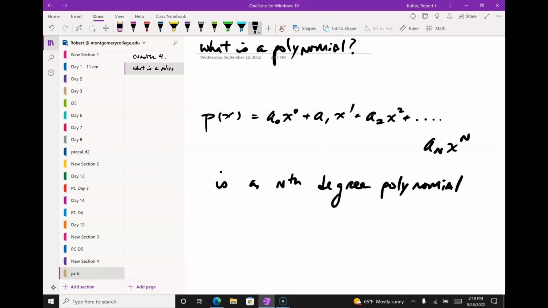So if I end at x cubed, it's a 3rd degree polynomial, right? Does that make sense? If I end at x to the 4th, it's a 4th degree polynomial. And with each a sub i belonging to the real numbers.